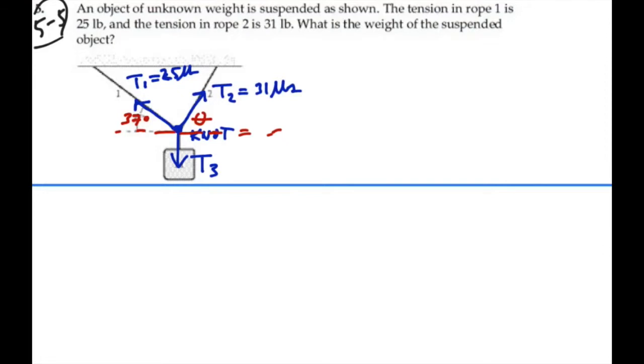If I were to break these tensions up into components, I'd have a T1 cosine 37 degrees going this way, and a T1 sine 37 degrees going up. And if I were to break up T2 into components, I would have a T2 cosine theta going to the right, and a T2 sine theta going up. I don't know what theta is. It's a little busy.